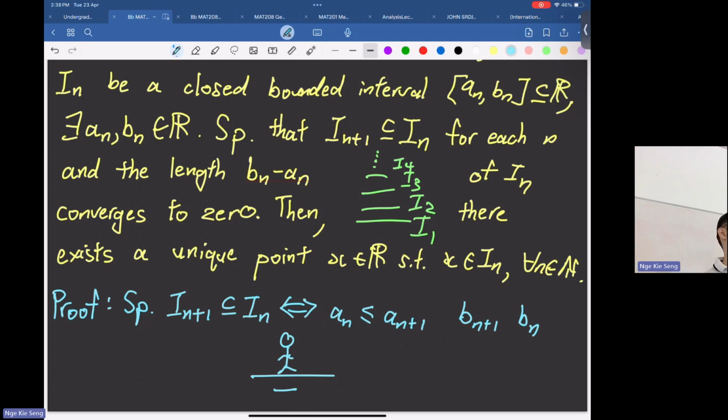Because they form an interval, right? So bn plus 1 should be greater or equal to an plus 1. Similarly, bn should be greater or equal to bn plus 1. Otherwise you won't have the nested effect. Okay, so for In, in this case, what did you observe here? Can you observe anything? For In, this inequality is true.